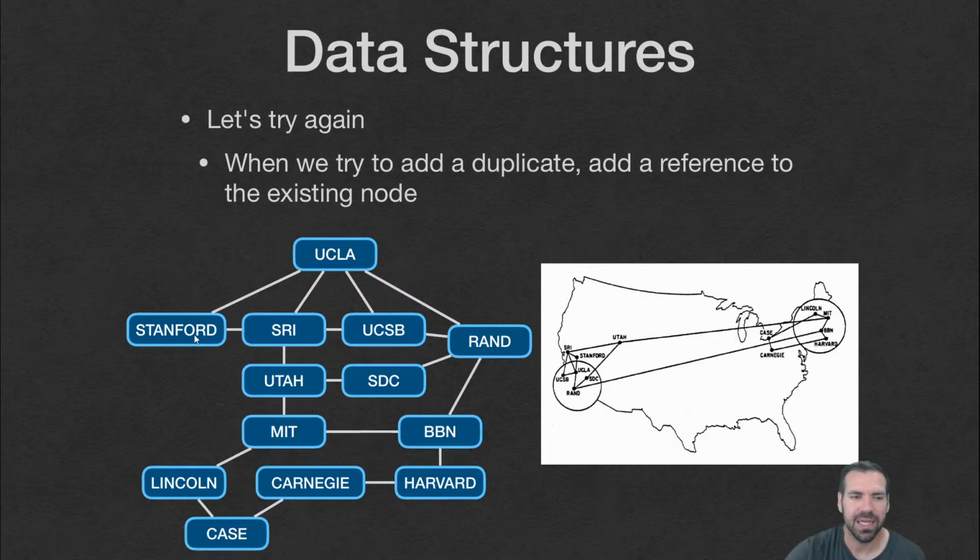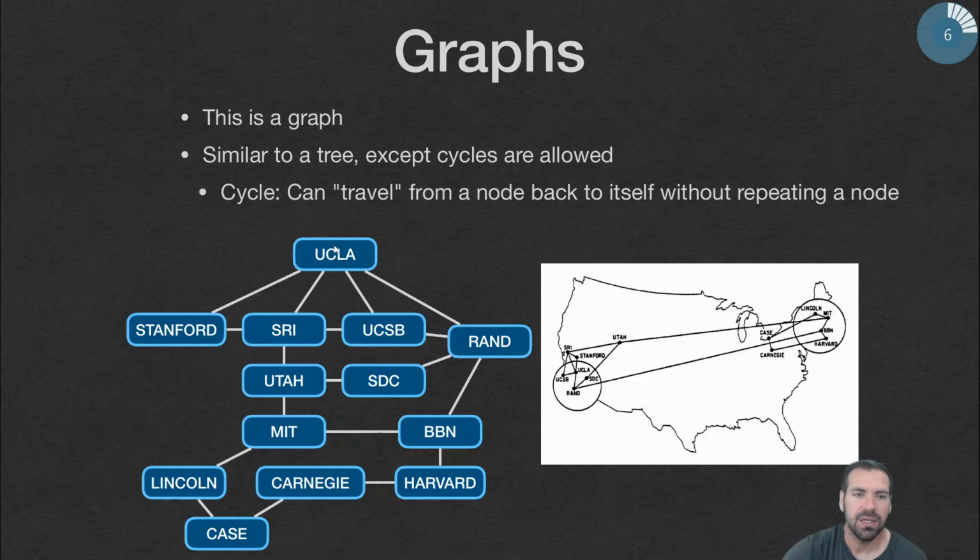So UCLA to Stanford, Stanford sees UCLA. We already have that connection. Then Stanford's going to connect to the existing SRI instead of creating a new SRI node. And that's the big difference here. That is now a graph, which is very similar to a tree, except it can have cycles. So this is a cycle.